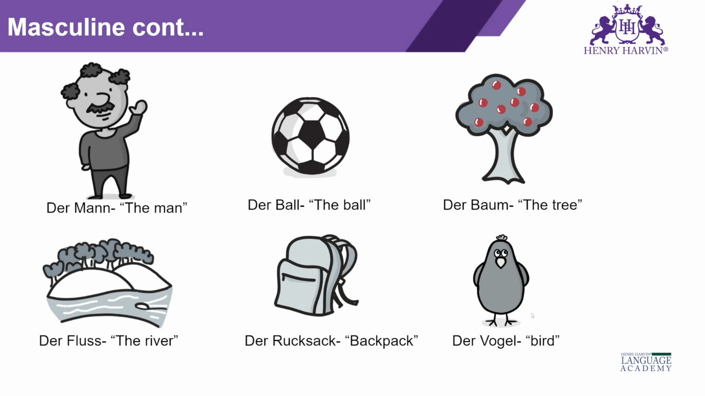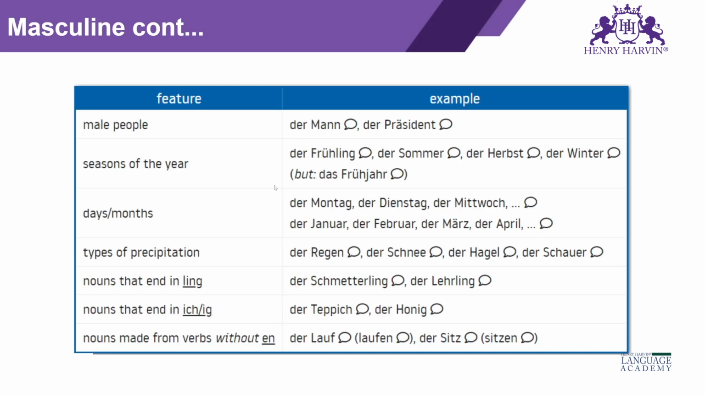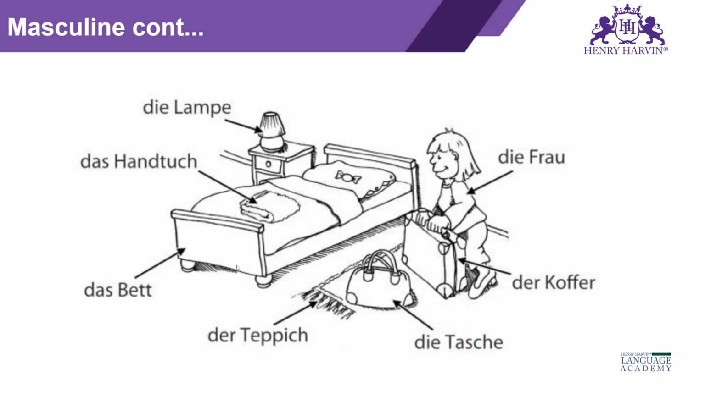Now it's not necessary that every time it is as per the ending. Some you have to understand with the meaning also. All the male people, seasons of the year, days, months, types of precipitation like der Regen, der Schnee, der Hagel, nouns ending with ling, nouns that end with ich, ig and the verbs without en. So laufen changes to der Lauf, and so on. Here are some things given which are a mix of masculine and feminine gender out of your room itself, which you can find out. If you want to learn these genders, it's better to start understanding the genders around you.